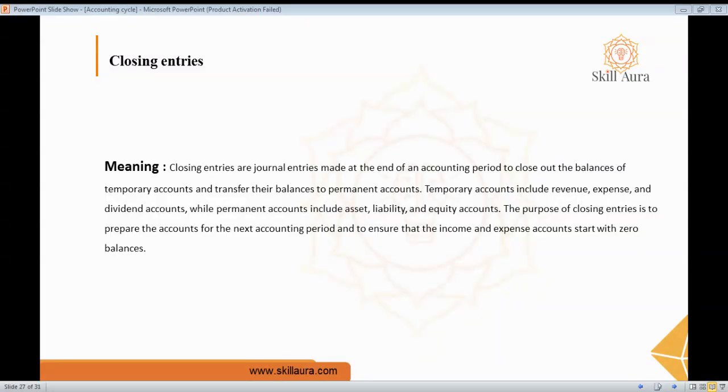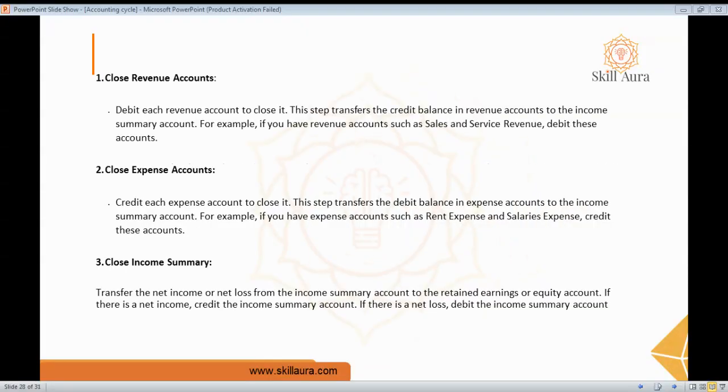The main purpose of the closing entries is to prepare the accounts for the next accounting period and to ensure that the revenue and expenses accounts start with zero balance. The first one is close revenue accounts. You debit each revenue account to close it. This step transfers the credit balance in the revenue account to the income summary account. For example, if you have a revenue account such as sales and service revenue, you debit this account so the credit side of the account will be closed.